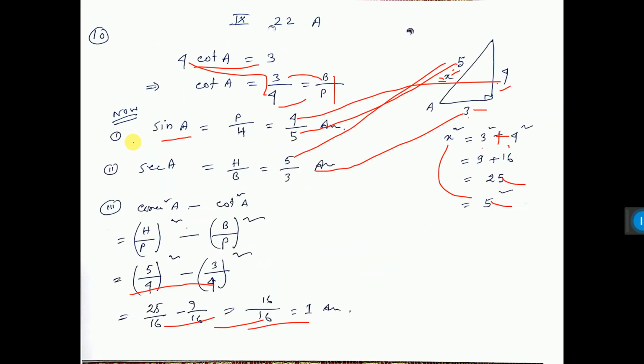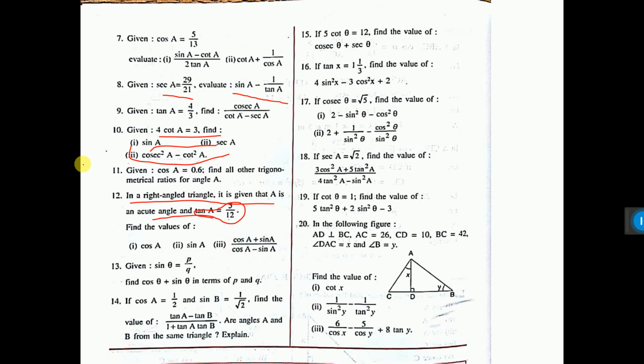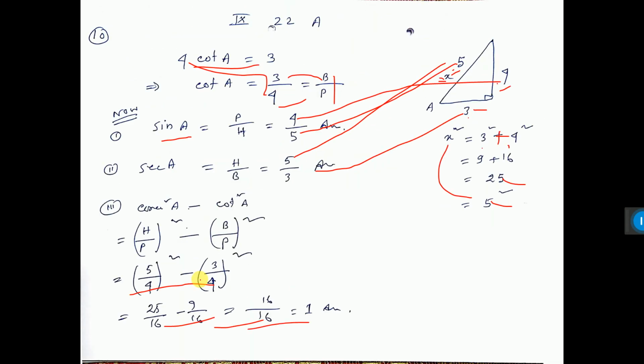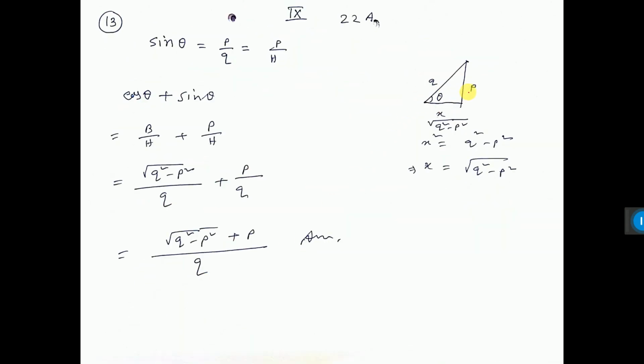Sum number 13, you see, given sin theta equal to P by Q, find cos theta plus sin theta. So sin theta equal to P by Q is given, so sin is perpendicular by hypotenuse. Now x square equal to Q square minus P square, so x equal to root over of this. That means you have got the x value, this x value is here.